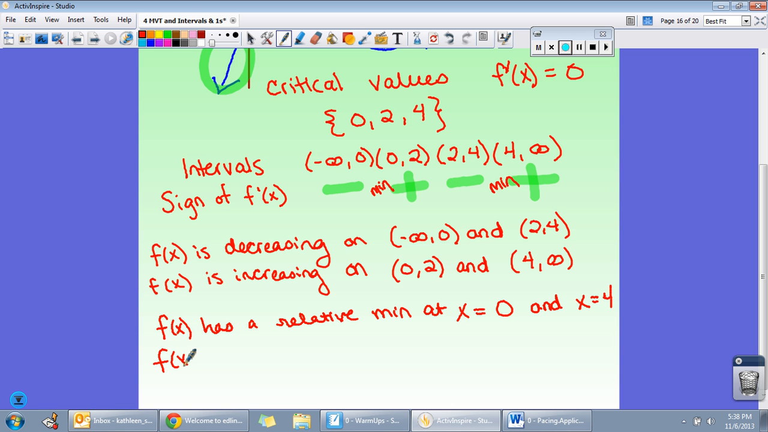All right, we also know information about where we have a relative maximum. So our relative maximum is going to occur anywhere that the slope changes from positive to negative, and that's going to be at x equals 2.